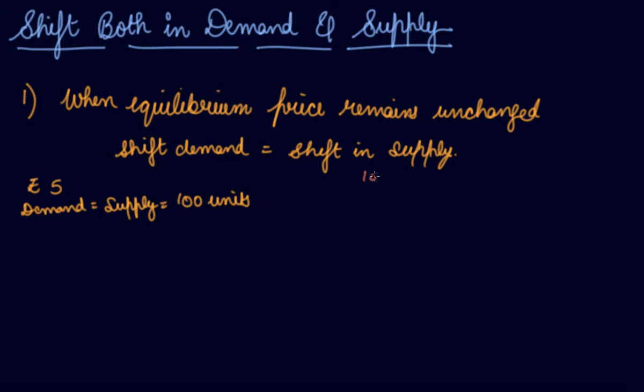If there is a 10% increase in demand and supply, it means now your demand is equal to your supply is equal to 110. So at ₹5, your demand and supply are again equal. Now let's see this on the graph.